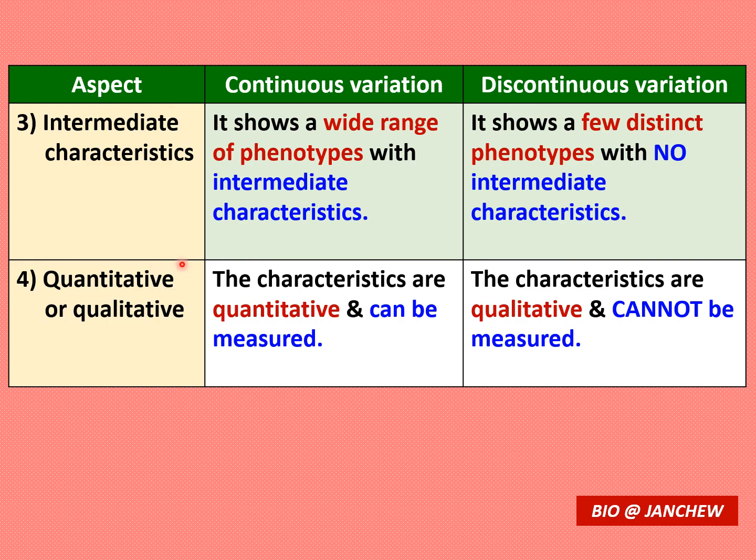Fourthly, is it quantitative or qualitative in nature? For continuous variation, the characteristics are quantitative, meaning that you can measure them, such as height and weight, body weight. For discontinuous variation, the characteristics are qualitative. They're either there, the person has it or doesn't have it, and thus usually they cannot be measured.